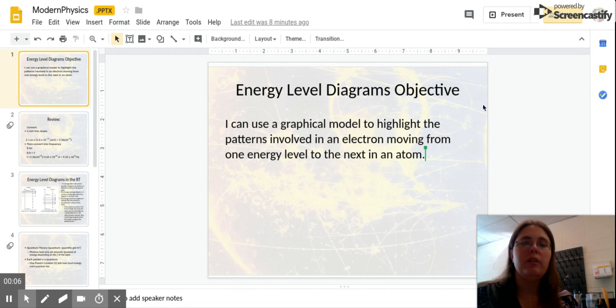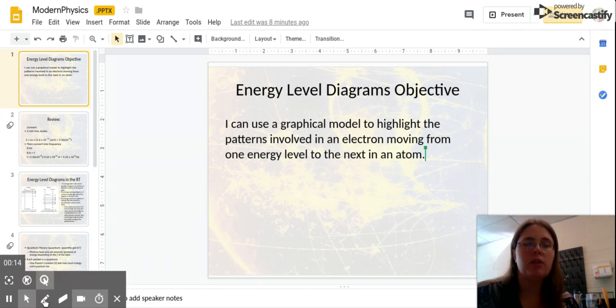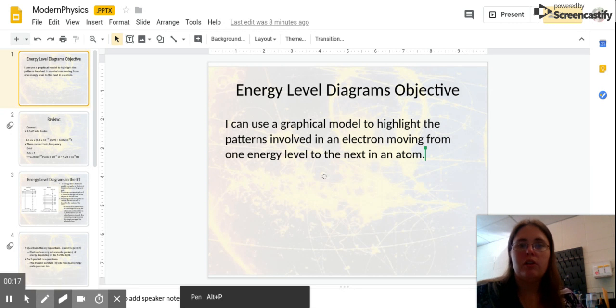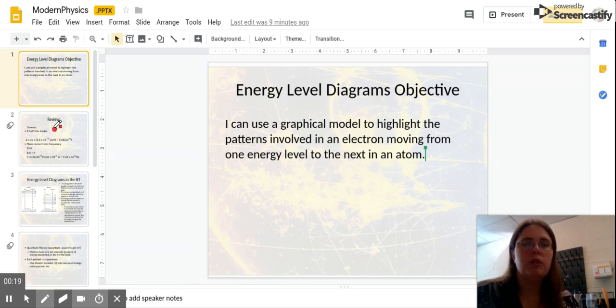Today's objective is to be able to use a graphical model to highlight the patterns involved in an electron moving from one energy level to the next in an atom. So we are going to start off.